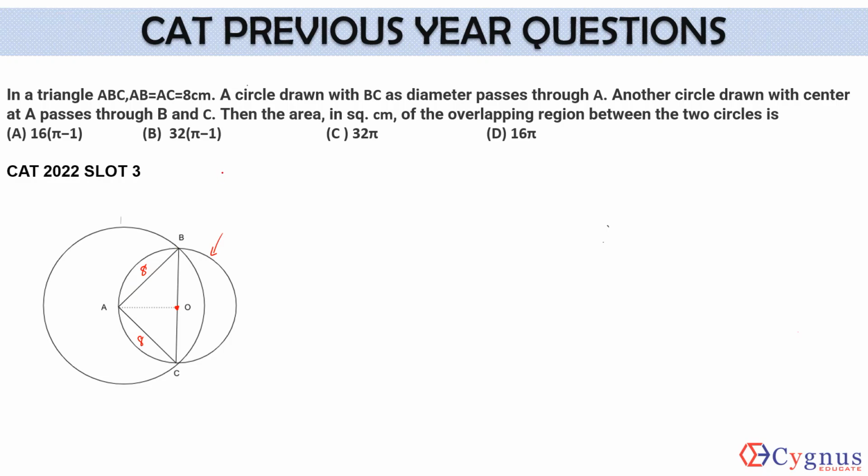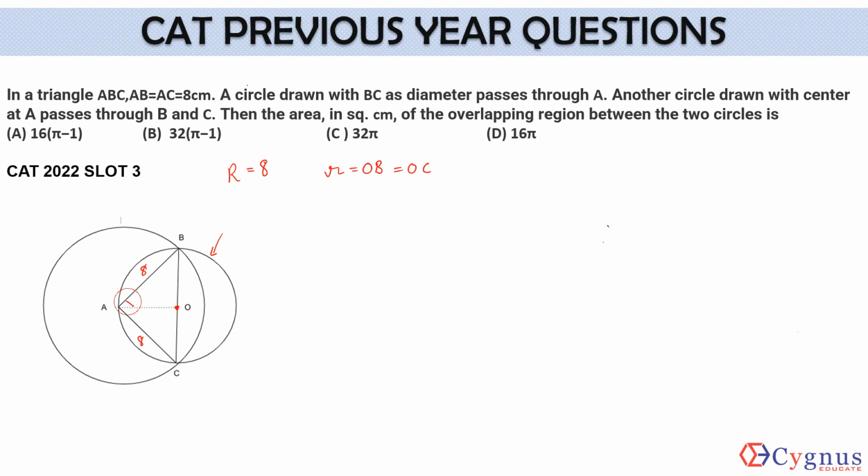So the radius of the bigger circle, let's take it equal to R, must be equal to 8. Let's say the radius of the smaller circle is small r, which must be equal to OB or OC. Then we need the area of the overlapping region between the two circles. Let's try to find out the value of small r here.